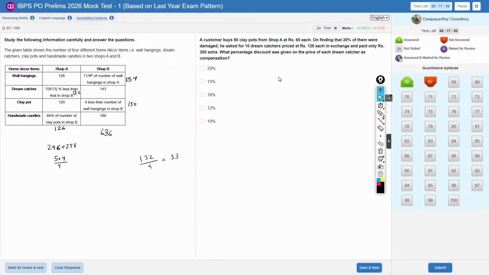Customers buy 60 clay from A, 65 each. On finding 20% of damage, he asked for 10 dream catchers priced at in exchange and only paid what? Shop C.